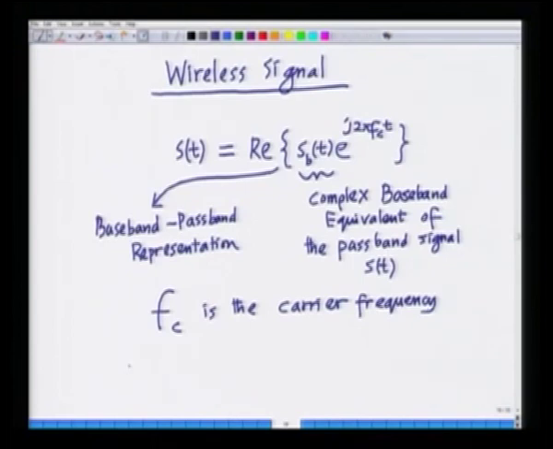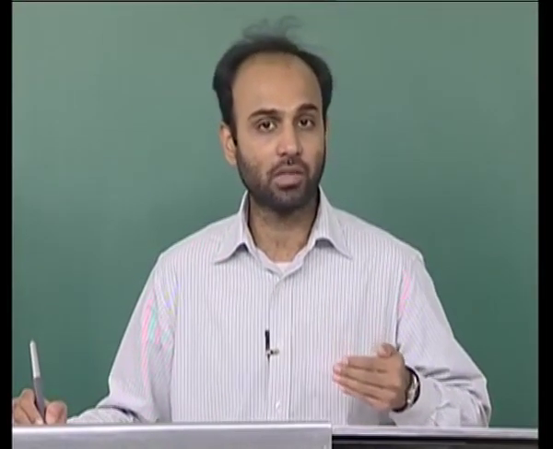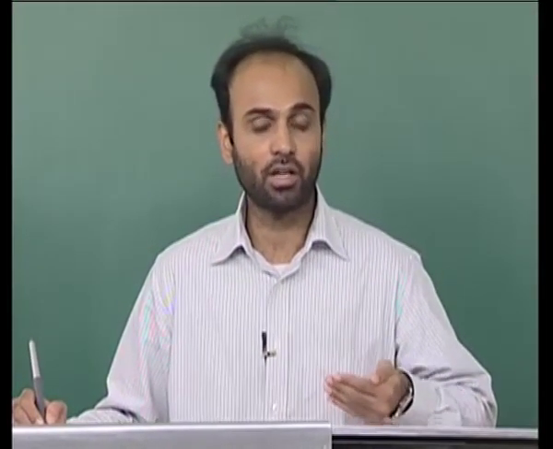Fc is the carrier frequency. This is the baseband signal. Fc is the carrier frequency that is allocated to that particular cellular network operator. As we know, in India, there are a couple of specific allotted carrier frequencies to current systems.